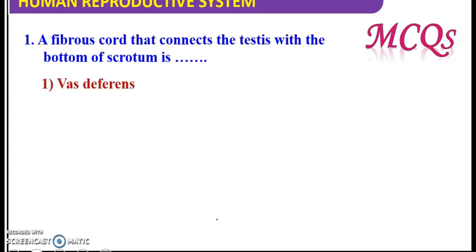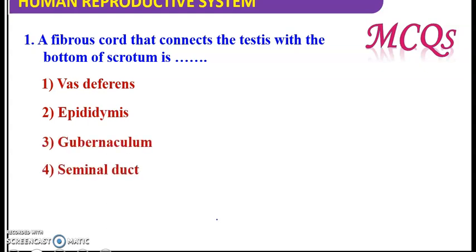So, let us see some MCQs based on the topics that we have discussed till now. What is the fibrous cord that connects the testis with the bottom of the scrotum? Vas deferens, epididymis, gubernaculum, seminal duct. The correct answer is gubernaculum.